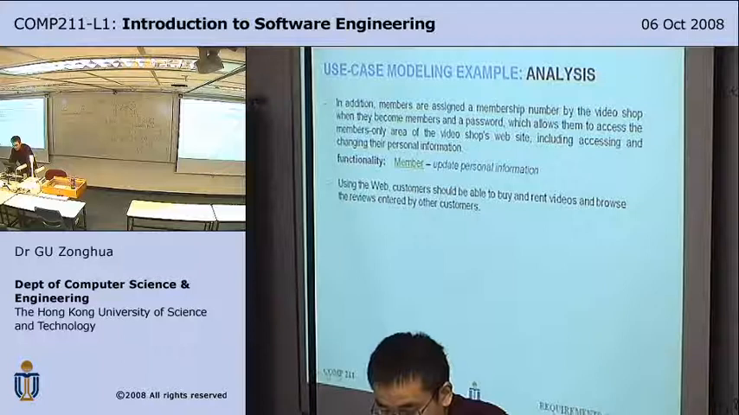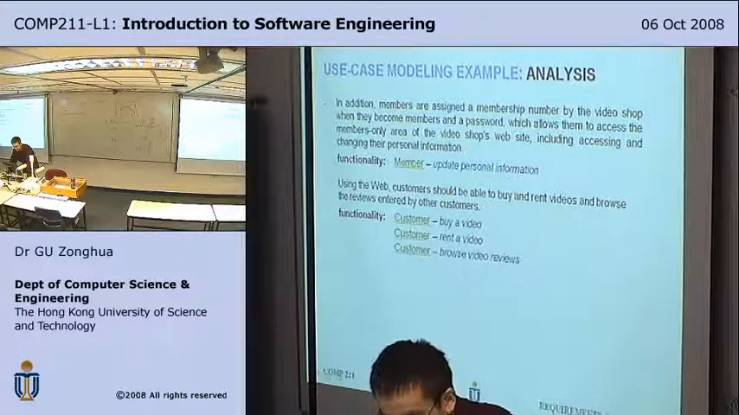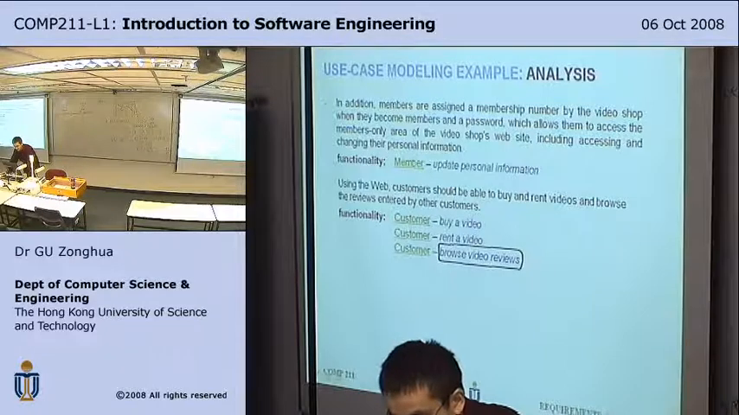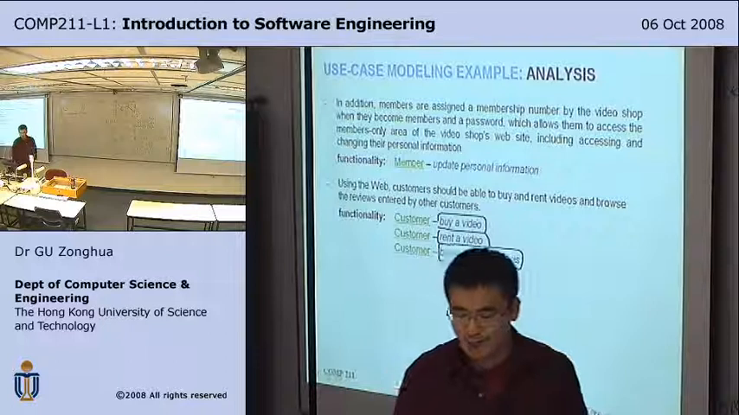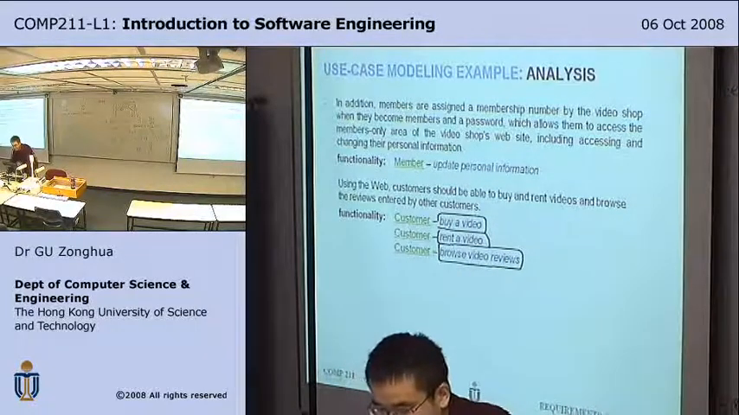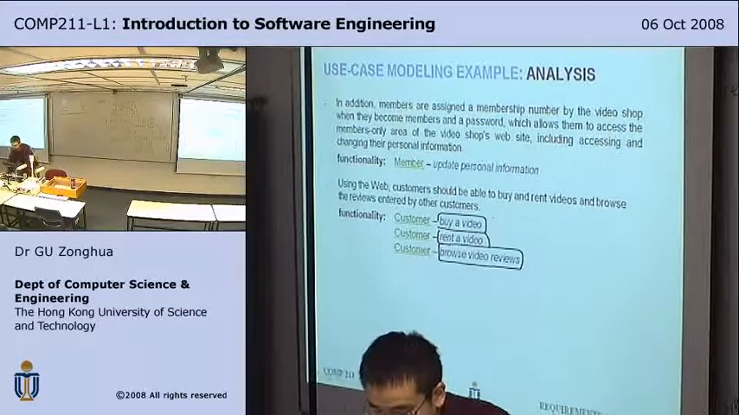Using the web, a customer should be able to buy and rent videos. So buy a video, rent a video, browse reviews. So here, this is part of the use case. All three are part of the use case. But if you recall, buy and rent are also put into the domain model because they are persistent. You should save this information in the database, but browsing the video reviews is transient. It's not part of the database.